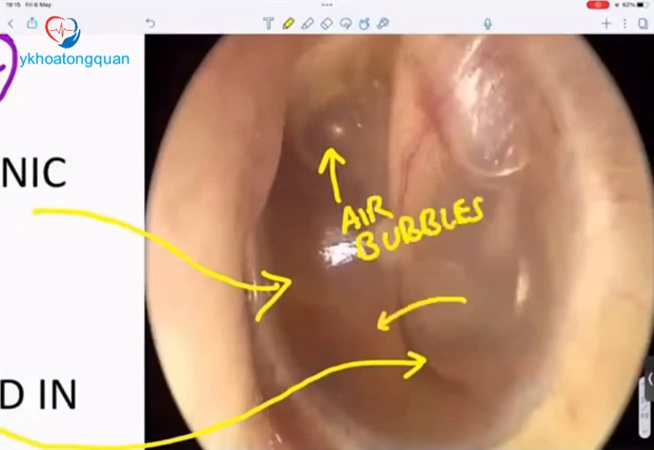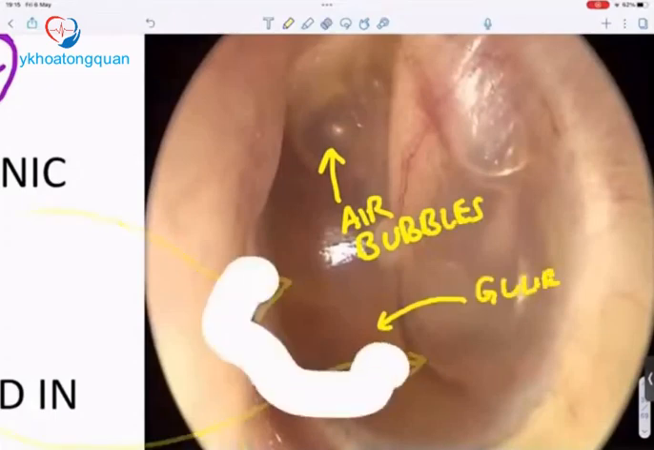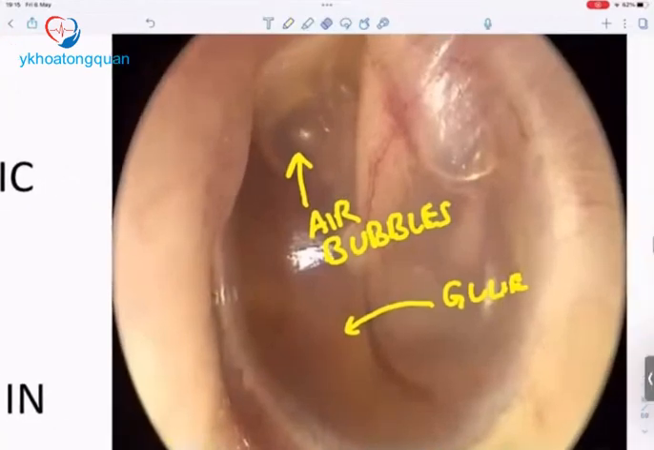This is the glue. Okay, let me draw it. Okay, now please see.